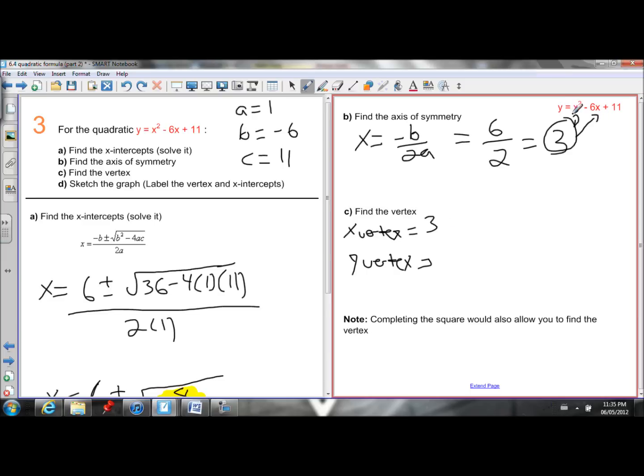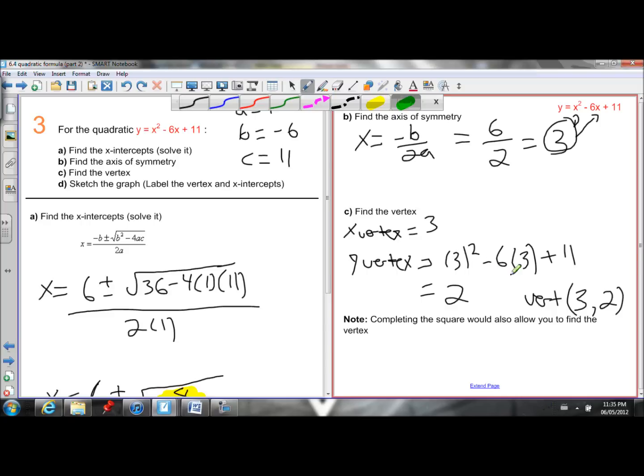And that'll tell me the y-coordinate of the vertex. So 3 squared minus 6 times 3 plus 11: 9 minus 18 is negative 9, plus 11 is 2. So my vertex is 3, 2. The x-coordinate is 3, the y-coordinate is 2. There's my vertex right there. I'll just highlight that so we can see it. There's my vertex.